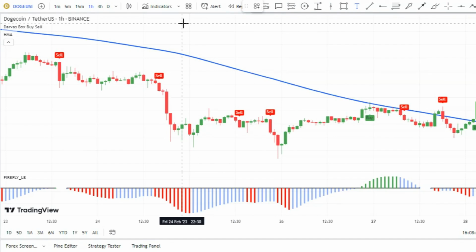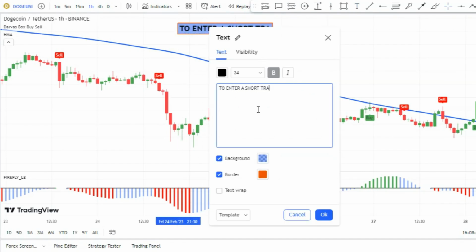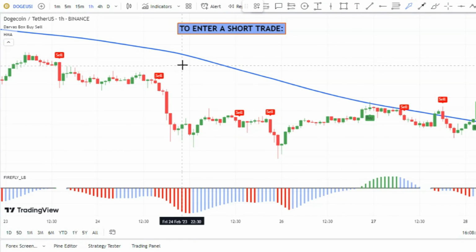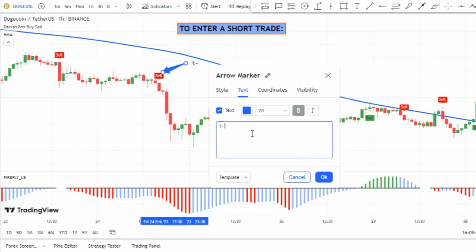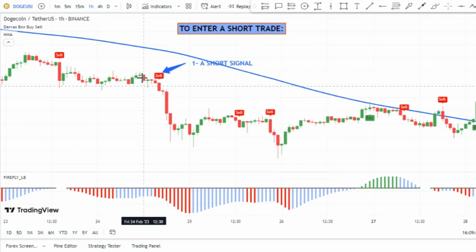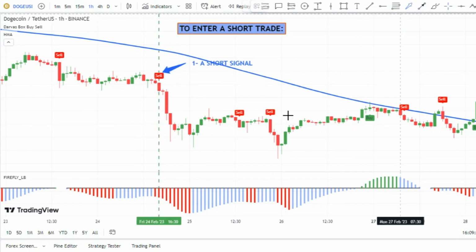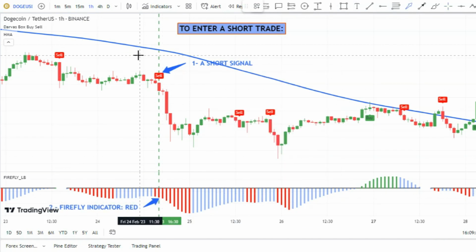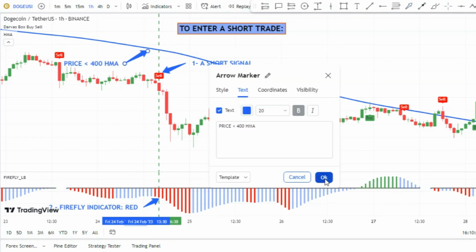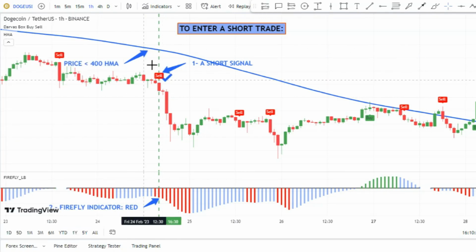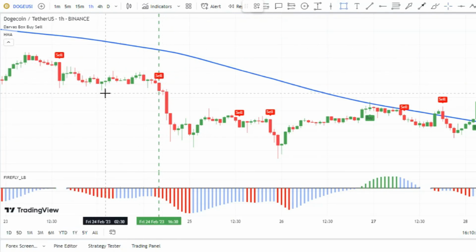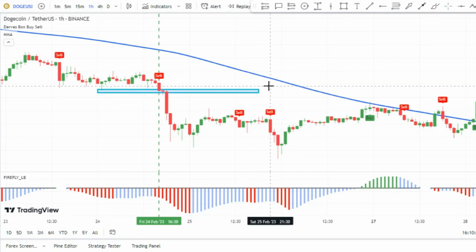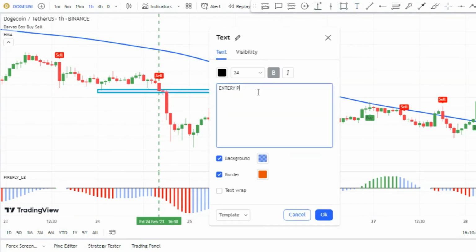To enter a sell trade using this strategy, you need to follow a few rules. First, wait for a sell signal from the Darvas box indicator. Then check the Firefly oscillator for a red histogram to confirm the sell signal. Finally, check the signal candle is below the HMA 400 for final confirmation. If all these conditions are met, you can enter the sell trade at the close price of the signal candle.